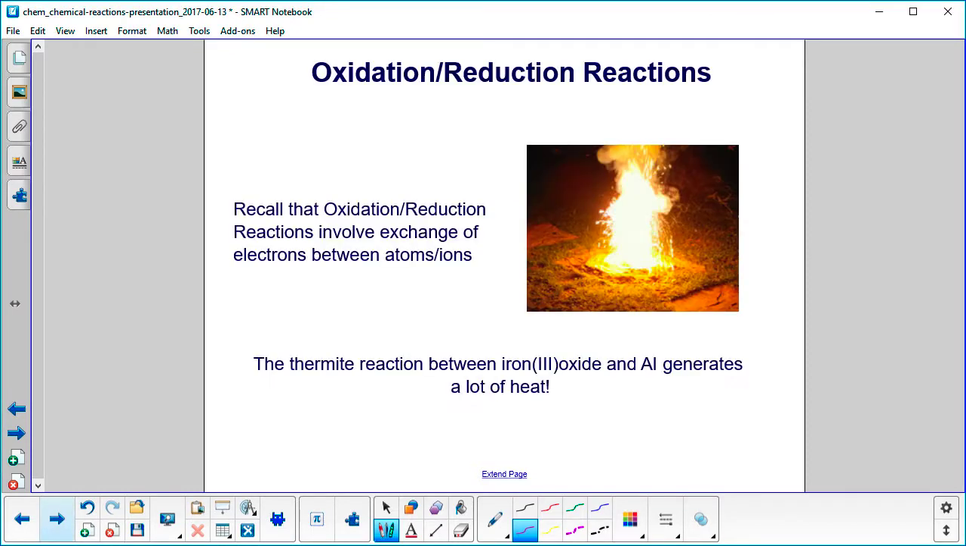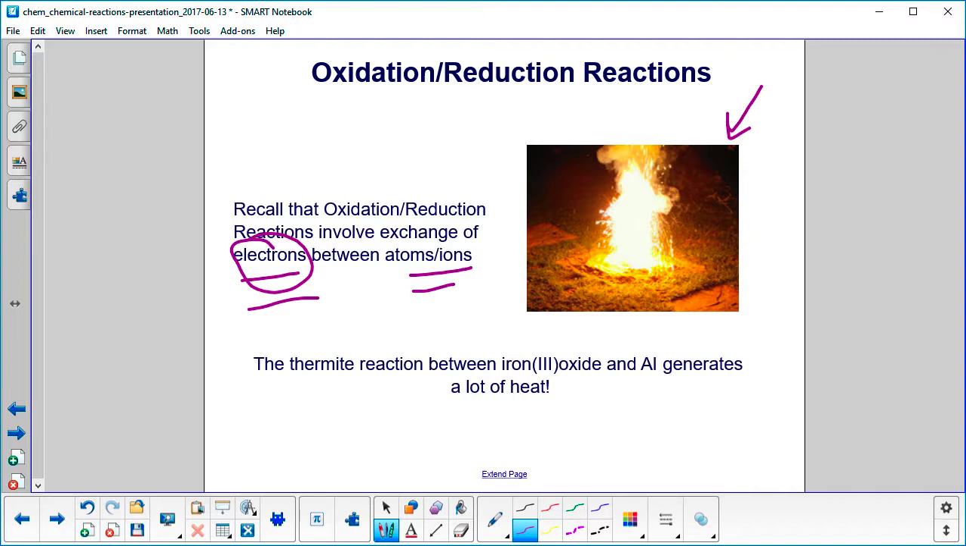Oxidation-reduction reactions. Oxidation-reduction reactions involve the exchange of electrons between atoms and ions. So we have electrons moving. Here's a thermite reaction right here between iron(III) oxide and aluminum. That generates a lot of heat.